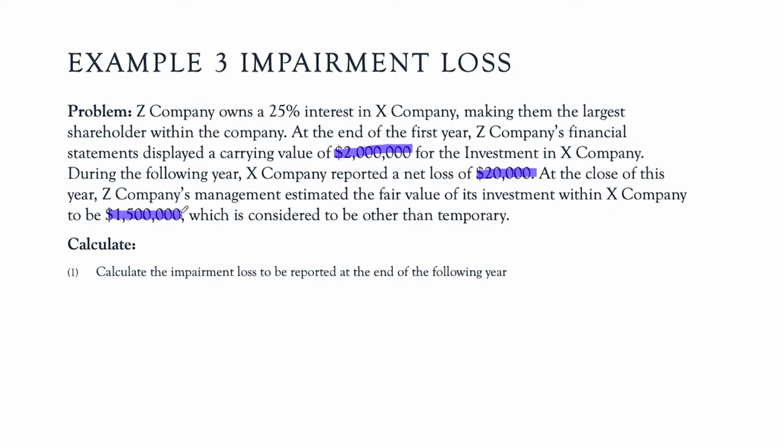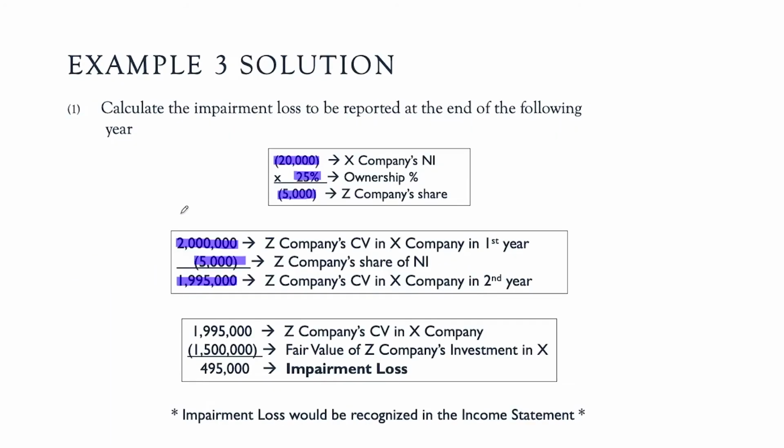And as we know, when the fair value of an investment is below the carrying value, we record that as the impairment loss. So again, the carrying value of Z company of $1,995,000, finding the difference from the fair value at $1,500,000, we know we have an impairment loss of $495,000. Now just remember, this impairment loss would be recognized within the income statement of Z company in their financial statements at the end of the year.